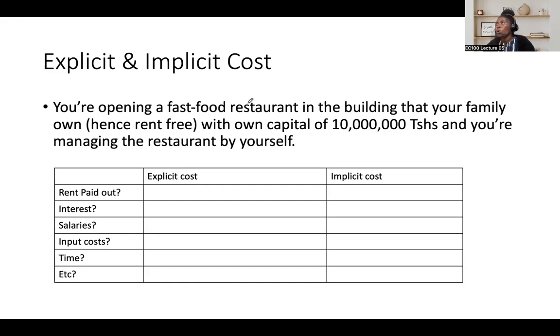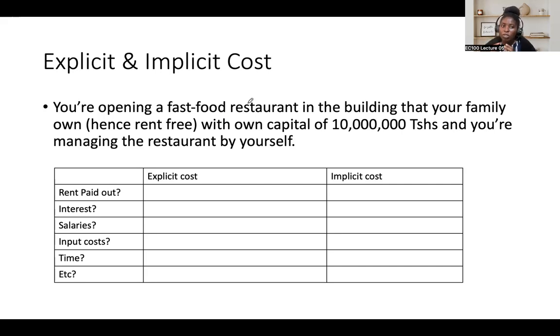When we calculate costs for firms, we don't just take the amount that they pay directly, like wages and salaries. When I ask you what costs a business incurs, automatically you will tell me the rent they pay, the wages, the cost of raw materials, all that. That is good, but that is just an accounting cost. We need to know the economic cost.